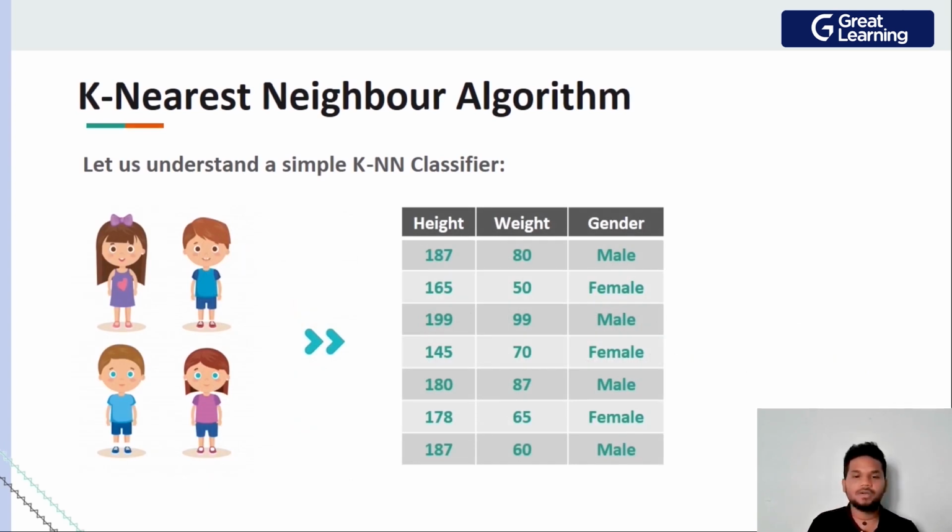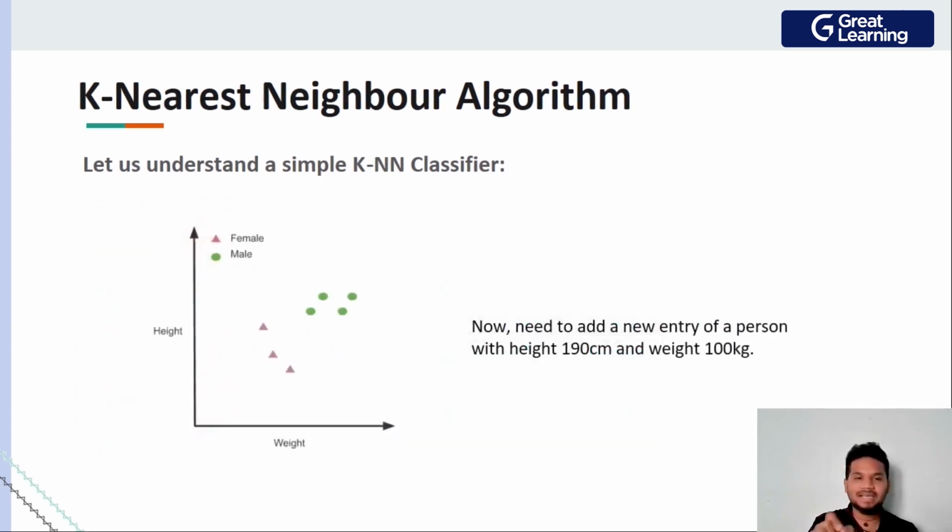And eventually I have the gender also, that if you have this height and weight, that person is a male. Now, this is accurate data. This is the data that I've collected from 7 or 8 different people. Now, if I have to teach my machine learning algorithm using KNN, can it predict if it's a male or a female? Here's a graph.